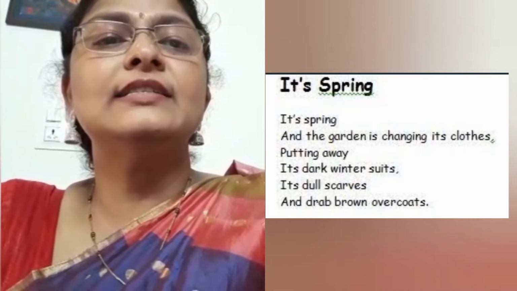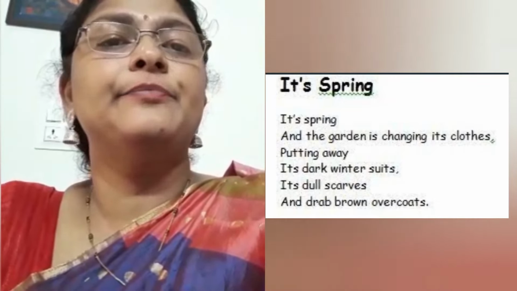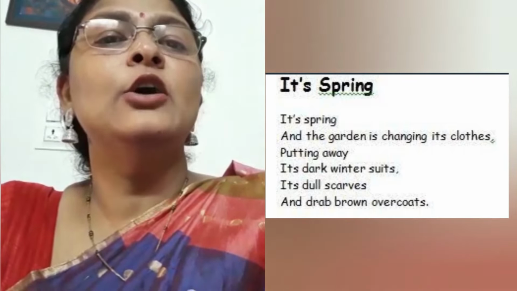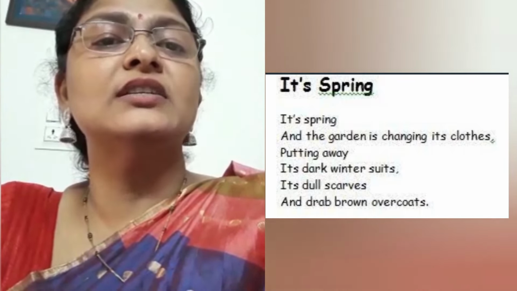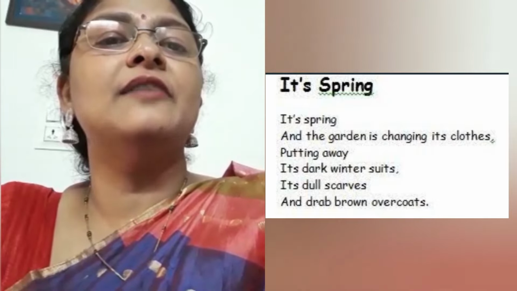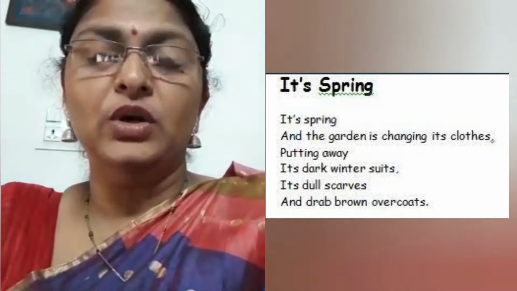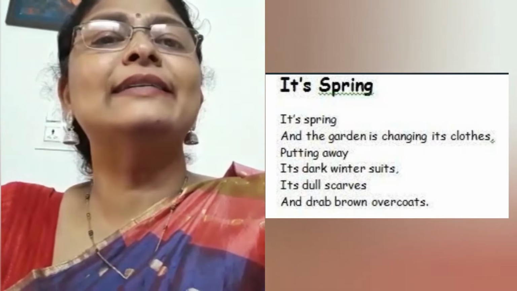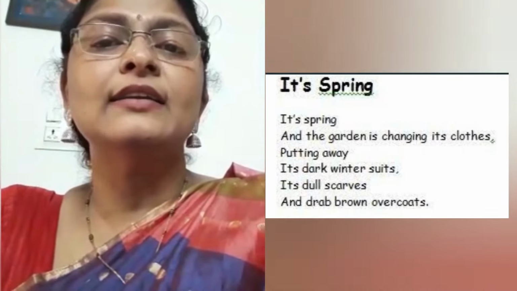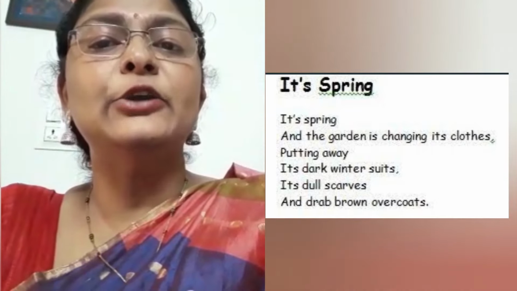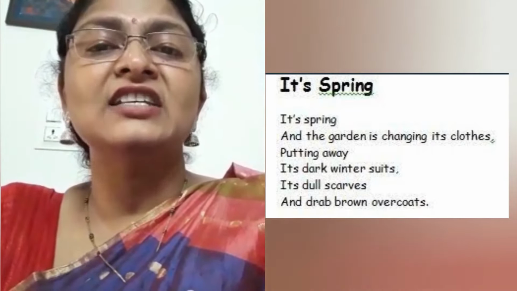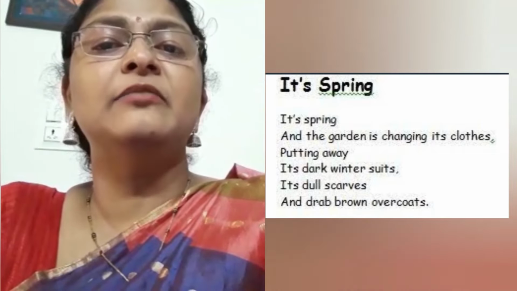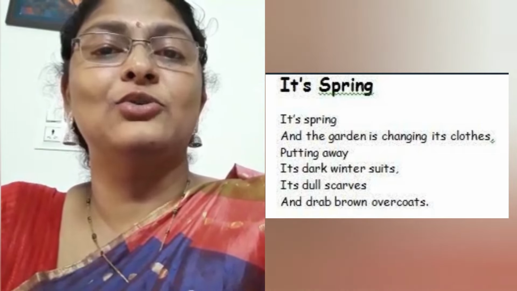Before that, let's just go through the first stanza. It's spring and the garden is changing its clothes, putting away its dark winter suits, its dull scarves and drab brown overcoats. See, when you go through the first stanza, now you will understand that the spring is considered as a human being who is changing its dull clothes and trying to dress itself in beautiful, colorful clothes.